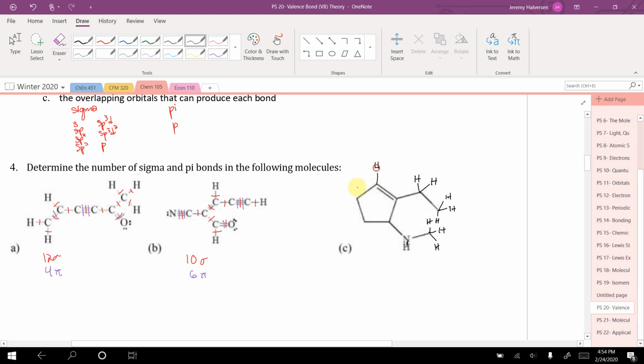That one's good. This has 1. This has 2, 3, 4. So sigmas 1, 2, 3, 4, 5, 6, 7, 8, 9, 10, 11, 12, 13, 14, 15, 16, 17, 18, 19, 20, 21, 22, 23, 24. Awesome. 24 sigma. And pi's, see 1 pi. Okay. So just remember, if they don't draw the hydrogens, you've got to.